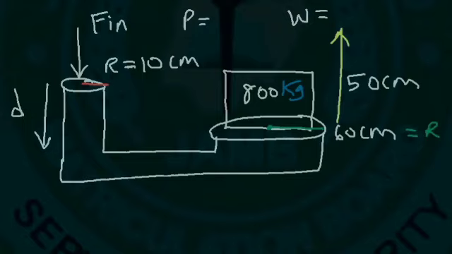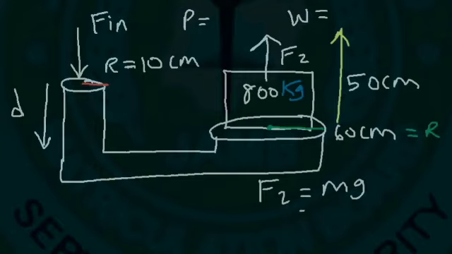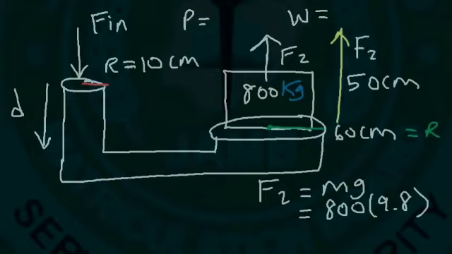The first thing that we should do is find the output force. The minimum output force that we need to lift the 800 kilogram block or crate is the weight force. So F2 has to at least be equal to the weight force in order to lift this object up 50 centimeters. So F2 is equal to mg, which is 800 times 9.8. So the output force is about 7840 newtons.